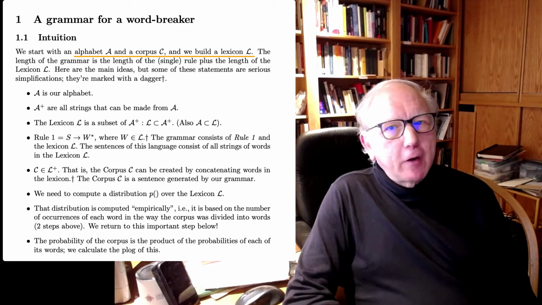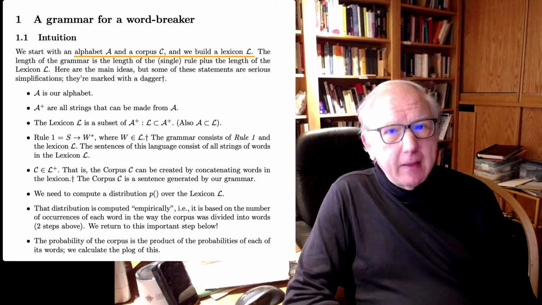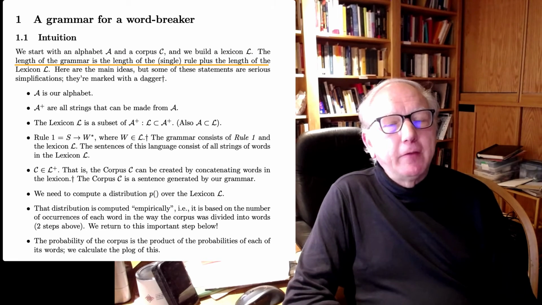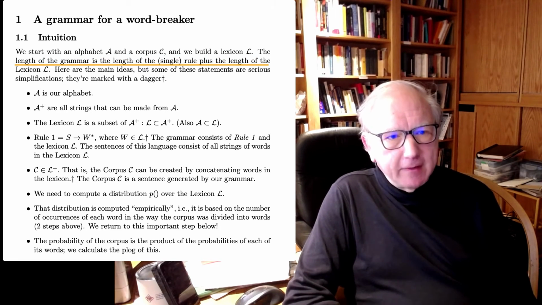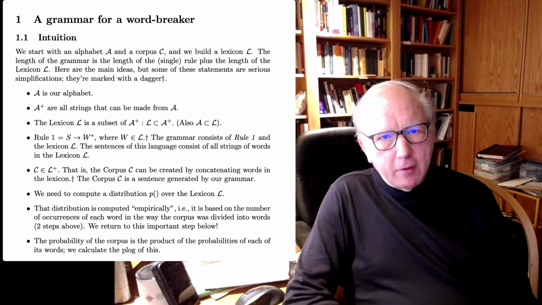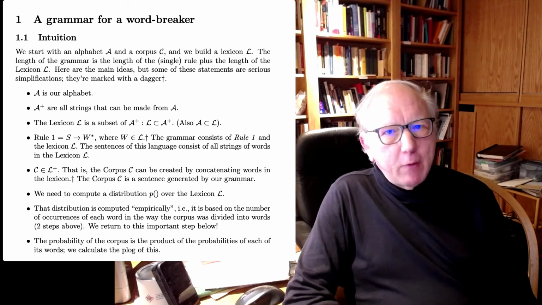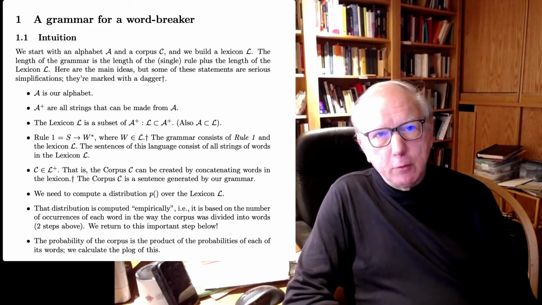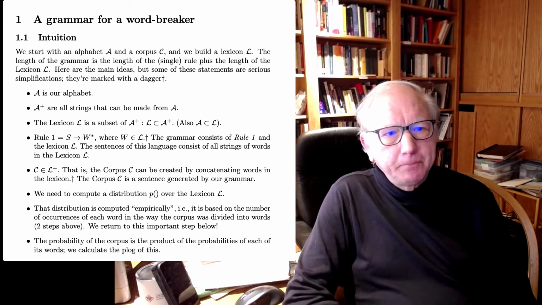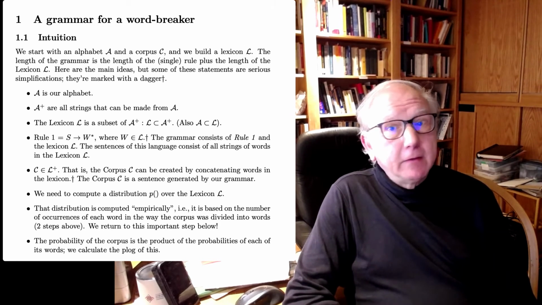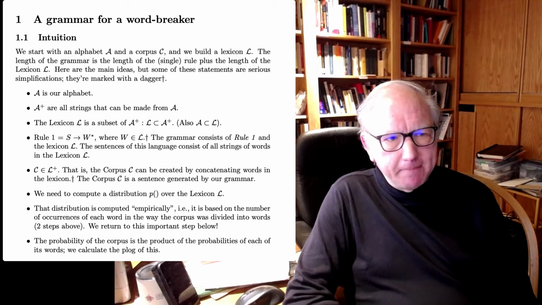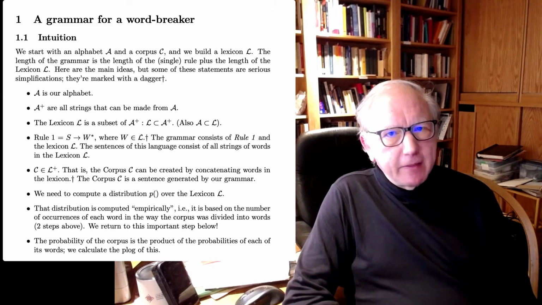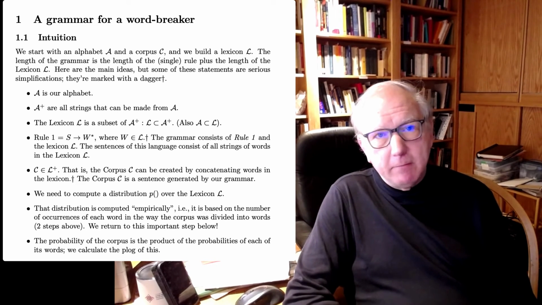We want to be able to talk about the length of a grammar, and we want to talk about the length or the compressed length of the corpus. Well, let's talk about the grammar for a moment. The grammar just consists of two things: a rule, I'll call it rule 1, there isn't a rule 2, and the lexicon that it deals with. All right. So the length of the grammar is the length of one rule plus the length of the lexicon, and we'll be measuring that length.